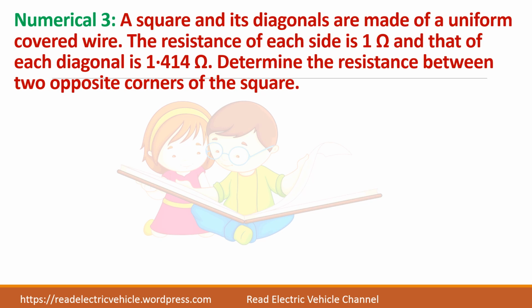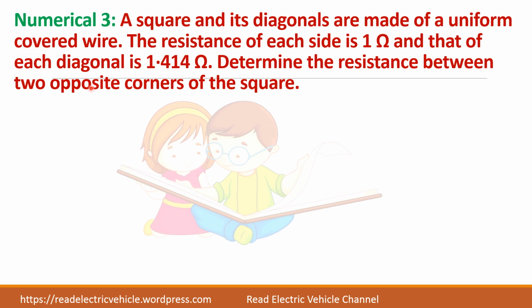The third question is, a square and its diagonal are made of uniform covered wire. The resistance of each side is 1 ohm and that of each diagonal is 1.414 ohms. Determine the resistance between the two opposite corners of the square. Generally, when we see this type of question, most of the students will leave the question for choice. They think that it is difficult. Actually, it is a very easy question.